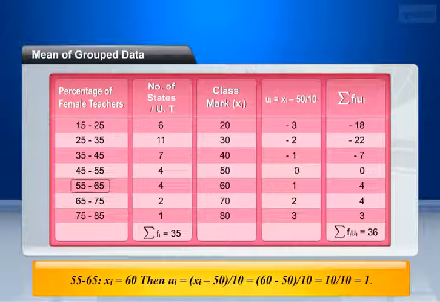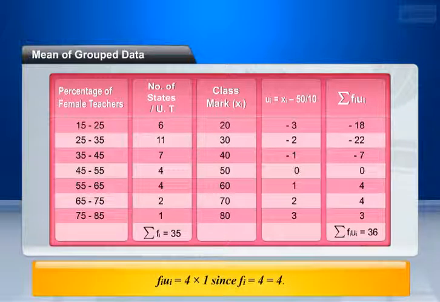Consider the class interval 55 to 65, where xi equals 60. Then ui equals (xi minus 50) divided by 10, which is (60 minus 50) by 10, which is 10 by 10, which is 1. Now, fiui equals 4 into 1, since fi equals 4. This is equal to 4.